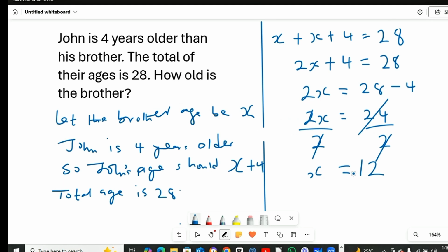So that means that John's brother is 12 years old. So 12 plus 4, which was John's age, older than the brother by 4 years, equals 16. So John's brother is 12 years, John is 16. The total is 28. That's what the question says here.